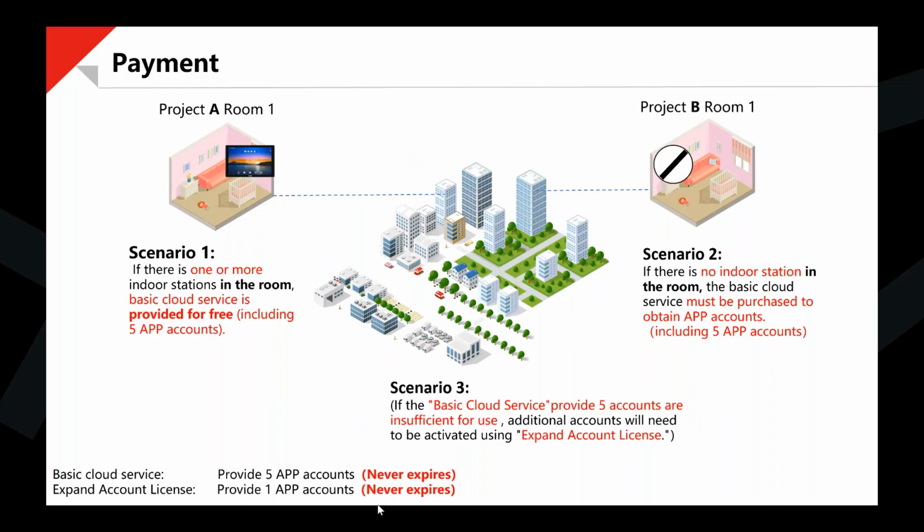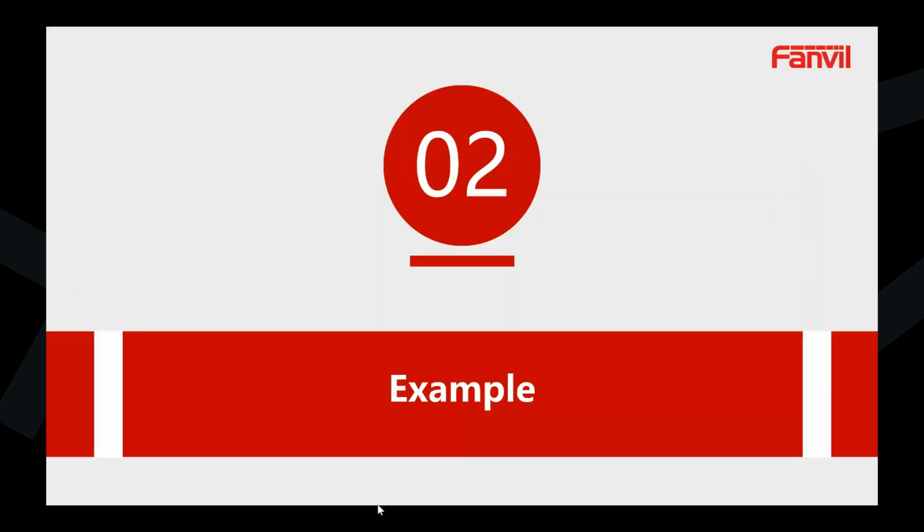I will try to explain it again. We have two licenses. We have the basic cloud service, which provides 5 accounts, and it never expires. And if you wish to expand to add another account, you need to purchase the expand account license, which gives you one more. If you have an indoor station, you don't need the basic cloud service license. You get 5 for free. But if you don't have an indoor station in your project, you need to purchase the basic cloud service account license. Sorry.